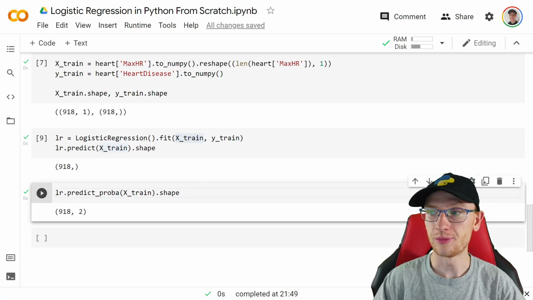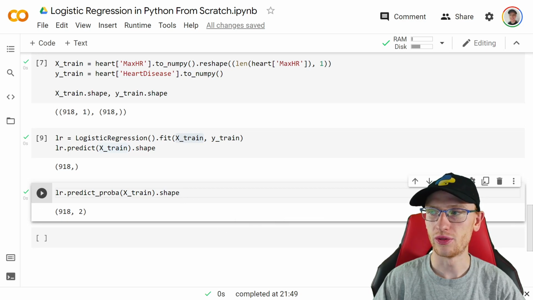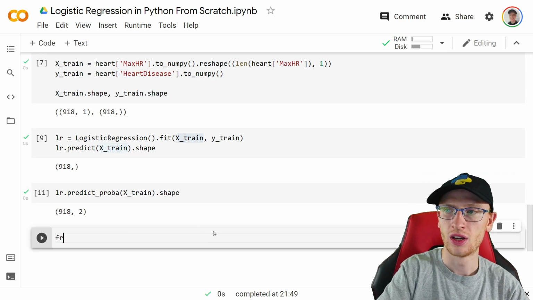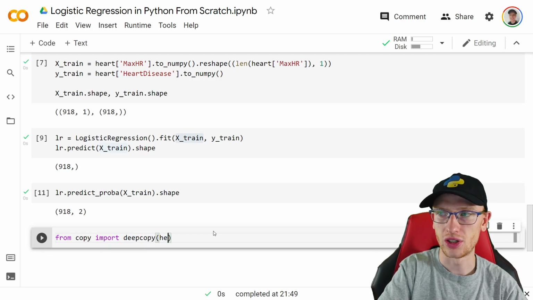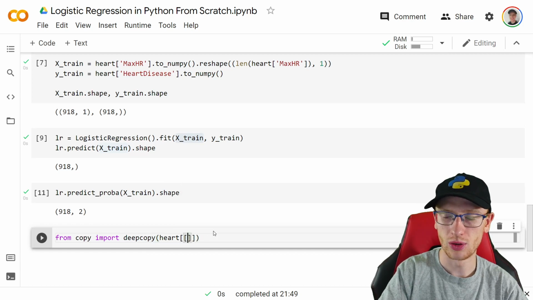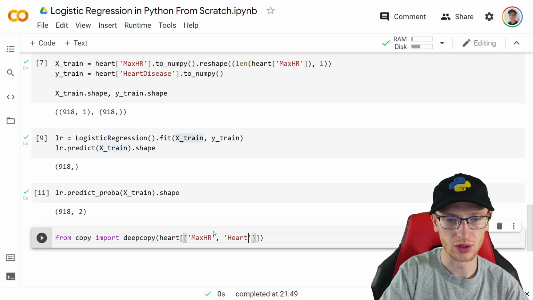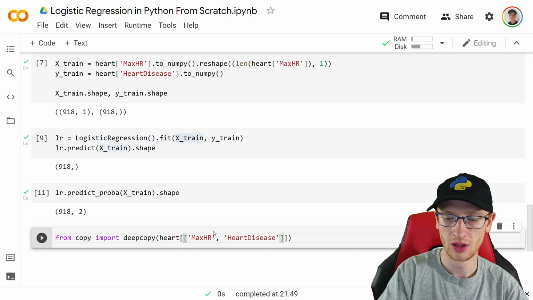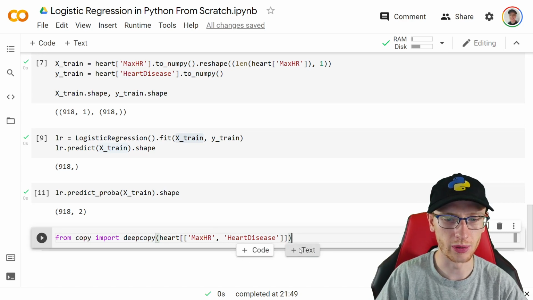And so what we can do, and I'm going to do a little bit of weird stuff here with copying, but that's okay. From copy, import deepcopy, we're going to copy just the data frame where we get the 2 columns, max HR and heart disease. Those are our inputs and our outputs. So we're going to copy that. Sorry, that was probably very confusing.